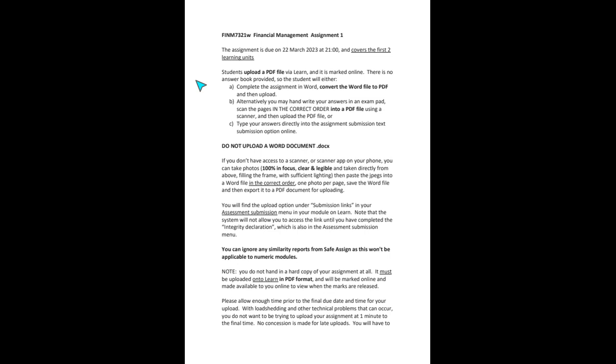Okay, so this first document that I've got up on the screen now is what I call the assignment brief, which is really just some heads up issues around the submission of the assignment that you've got to take note of, and instructions that you must follow. Okay, so the assignment is due 22nd of March. That's next Wednesday at 9 p.m.